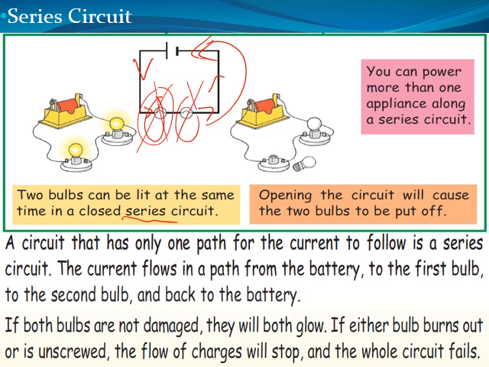So in the series circuit, we have two bulbs. If one of them is not operating, the other will not operate too. Opening the circuit will cause the two bulbs to go off whenever we have an open switch.